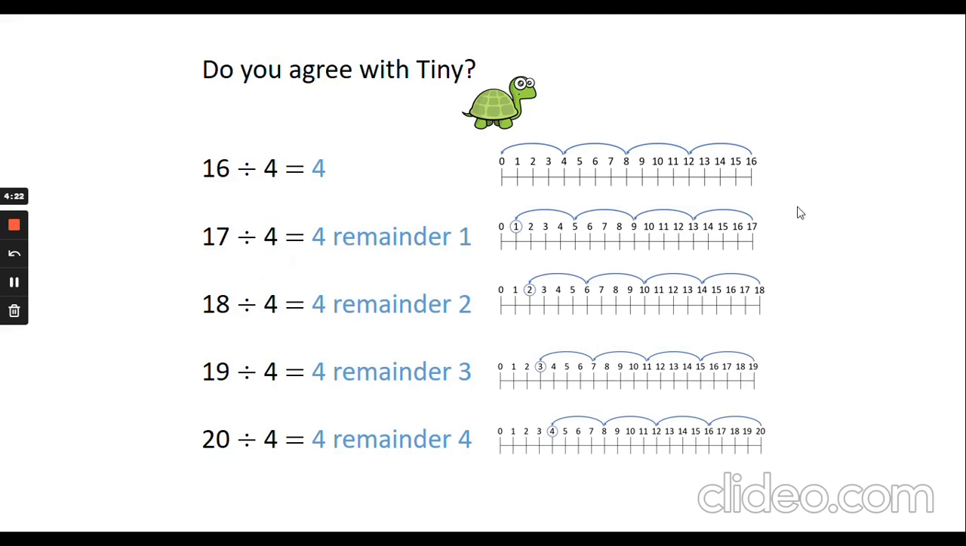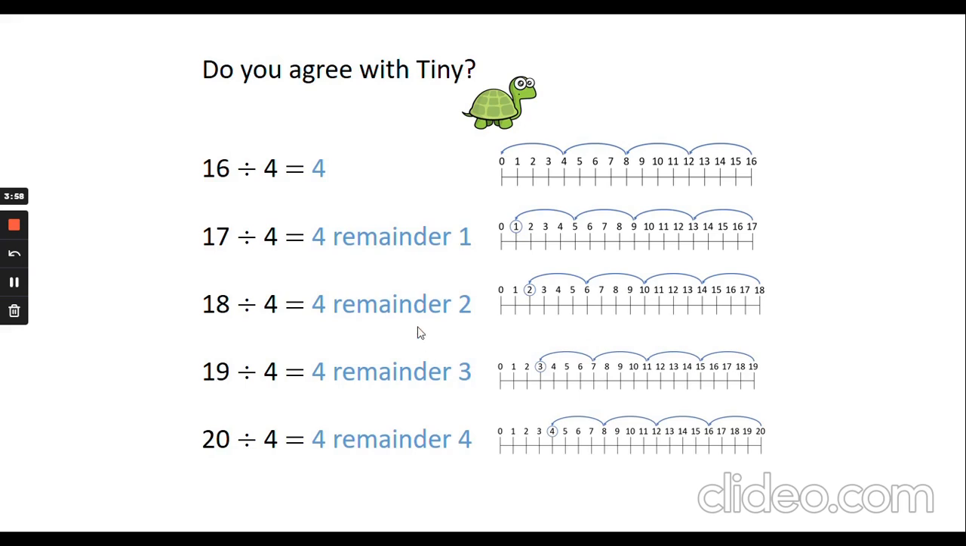17 divided by 4, he's jumped in groups of 4. That is perfectly done. He didn't land on 0, and he couldn't do any more jumps. And he has a remainder of 1. So, did Tiny write 4 jumps with a remainder 1? Yes, he did, so he got that one correct as well.